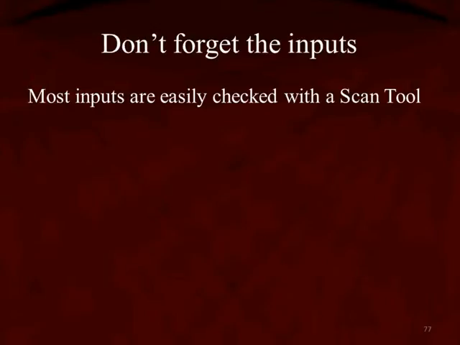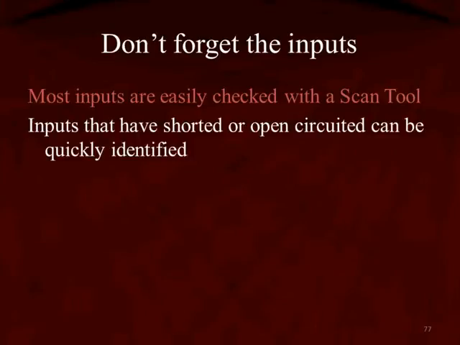Most inputs are easily checked with a scan tool. Now that's a big statement. You're sitting in the front seat of the car, you have the scan tool in your hand, and you can go to OBD2 Diagnostic Test Mode 1, or what we call PIDs. And these PIDs will report any electrical faults. How do they do that? Inputs that are shorted or open are going to be way out of range. They're going to be too high or too low in the voltage.